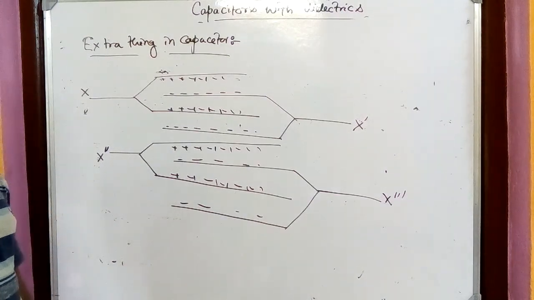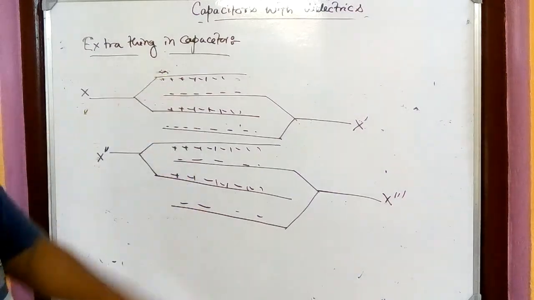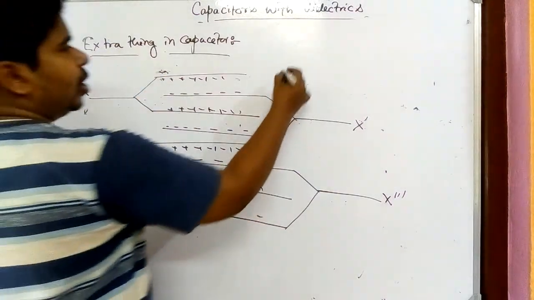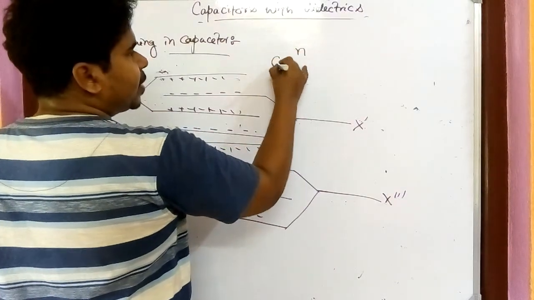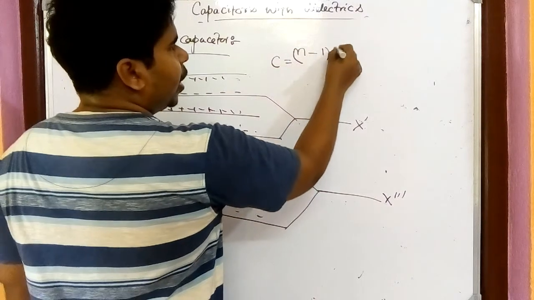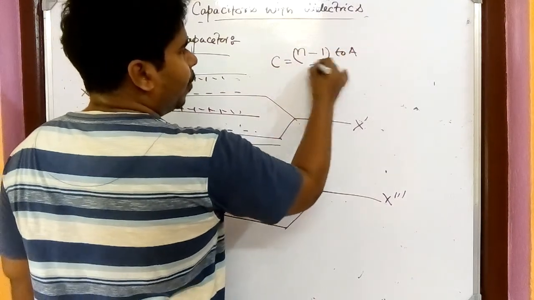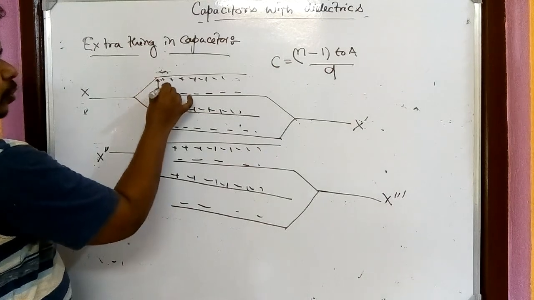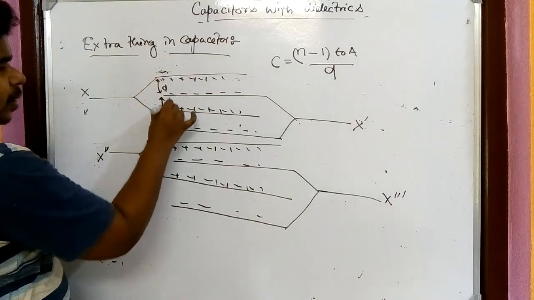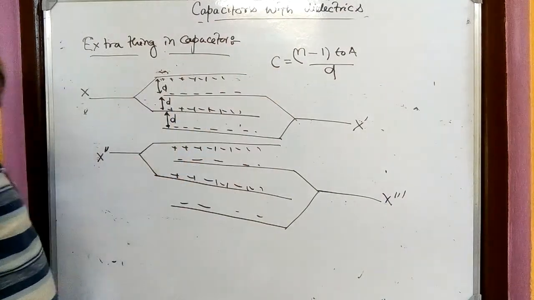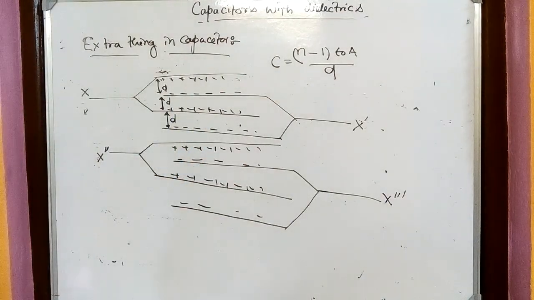For a single parallel plate capacitor, we know it is epsilon naught A by D. For this type of series, you have to remember it, capacitance C will be n minus 1 epsilon naught A by D, where we have taken this gap should remain D always. This gap should remain D. So then the capacitance will be n minus 1 epsilon naught A by D.